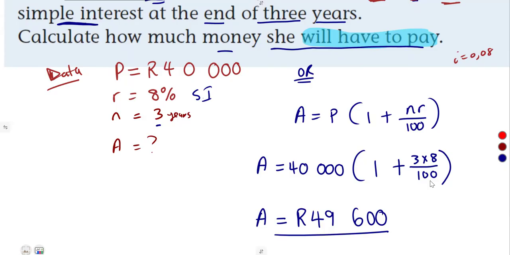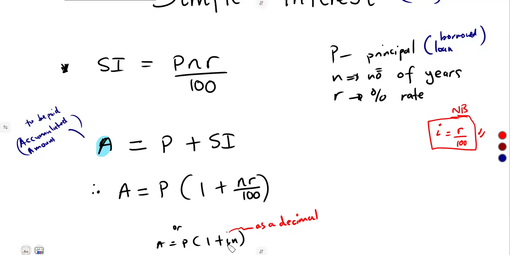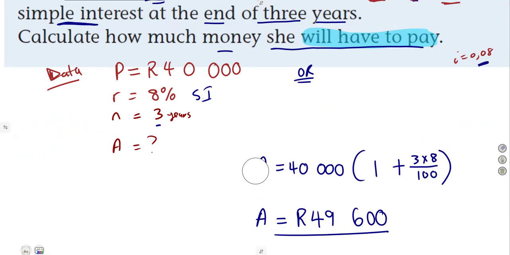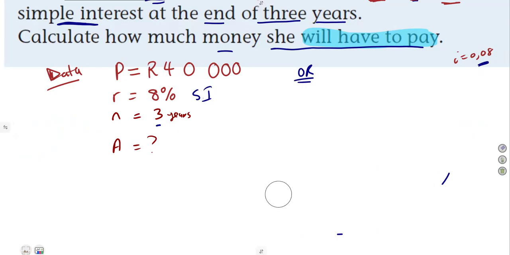You could have used the formula that he has got there. But if you use this one, you must take note that I is equal to R over 100, which is the decimal. So if you are using that, it's going to be one and the same. It is just one and the same.